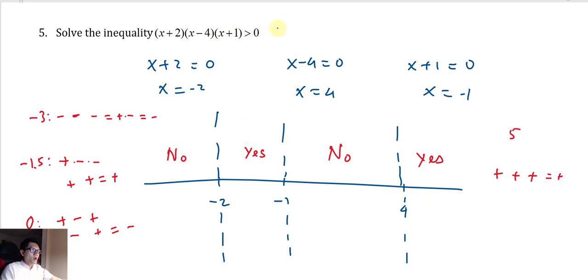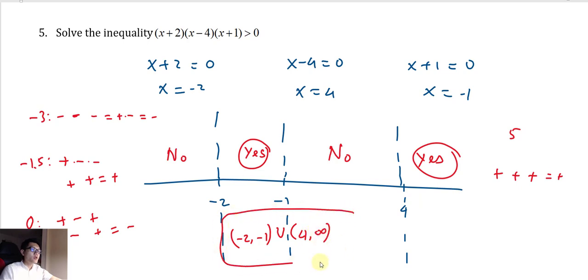Okay, so the one that makes this inequality true is when the answer is bigger than 0, which is this interval and this interval. So we do not include minus 2 and minus 1 because we don't have the equal sign here. So the interval should be minus 2 to minus 1, union with 4 and all the way to the right. So this is the solution to this inequality.